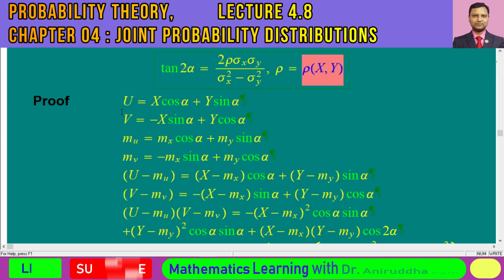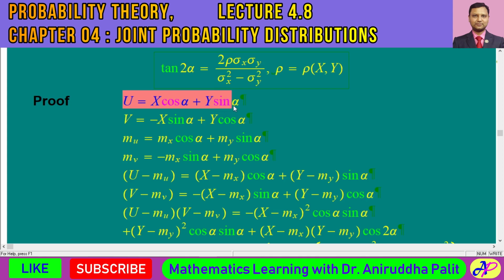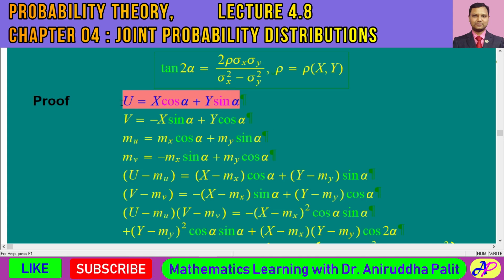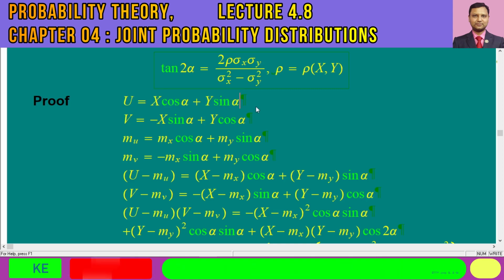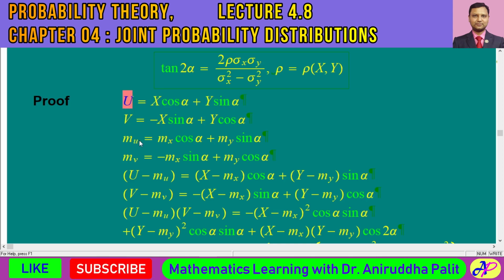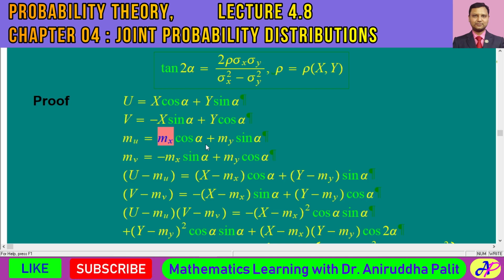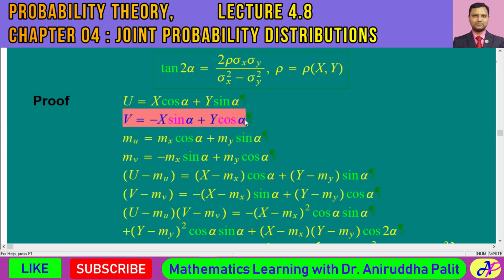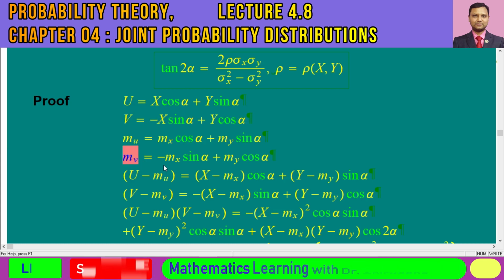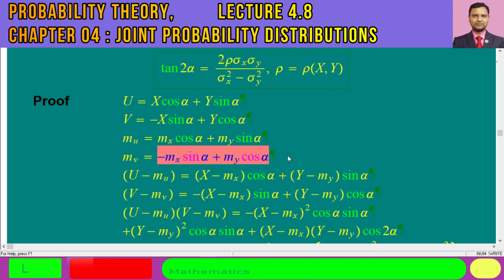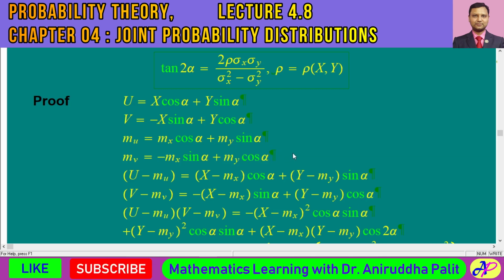Now we have the relation u is equal to x cos alpha plus y sin alpha. If we take the expectation on both sides, we shall have the expectation of u, that is m of u, equal to the expectation of x, that is m of x, into cos alpha, plus the expectation of y, that is m of y, into sin alpha. Similarly, from the second relation, we have m of v is equal to minus mx sin alpha plus my cos alpha.